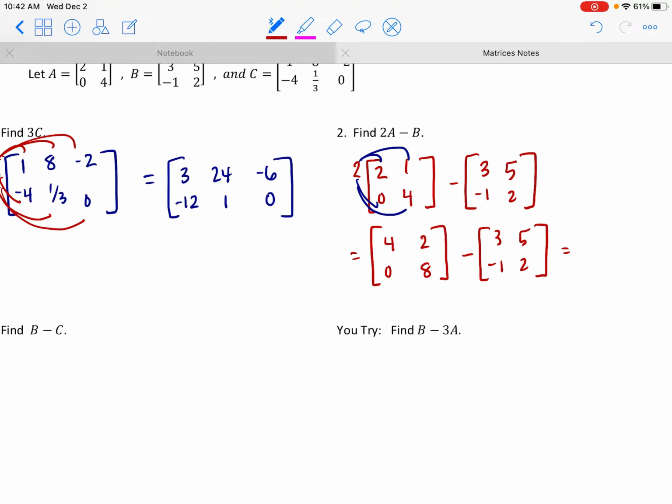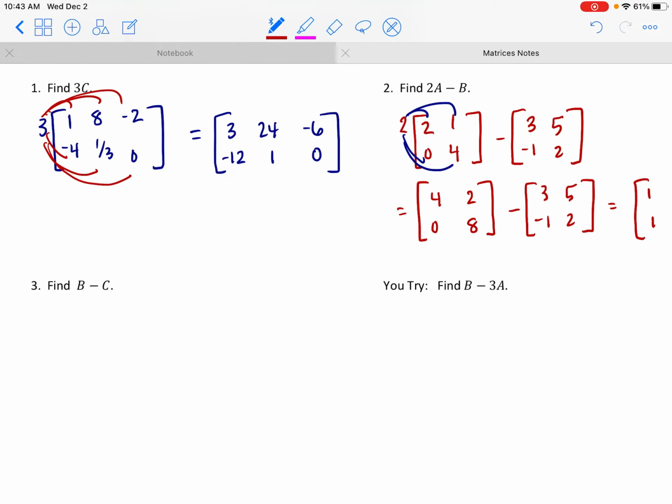And so that's going to leave me with, let's see, 4 minus 3 is going to leave me with a 1 here. And then I have 2 minus 5, and 2 minus 5 is going to be 3 in the next spot. And followed by 0 minus a negative 1. So be careful with the double negatives. Double negatives make a positive, so 0 minus a negative 1 becomes 0 plus 1, and 0 plus 1 is going to give me a 1 here. And then finally 8 minus the 2. 8 minus 2 is going to leave me with 6 here, and that would be our result.